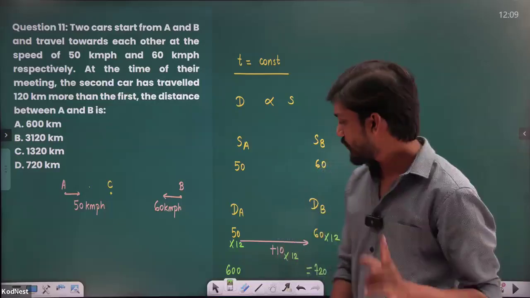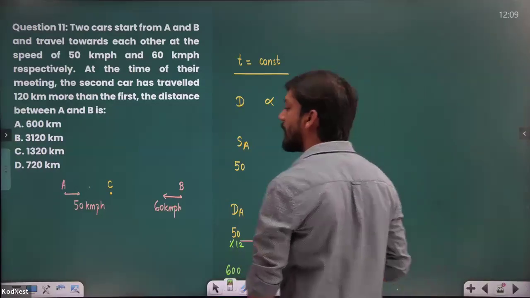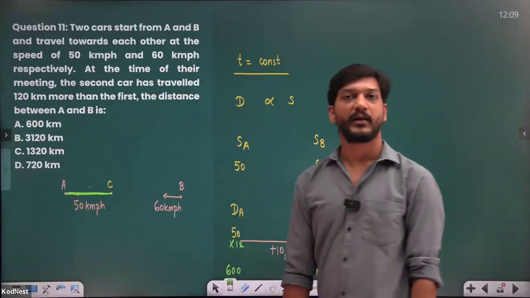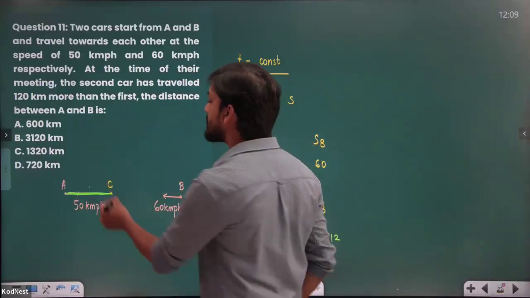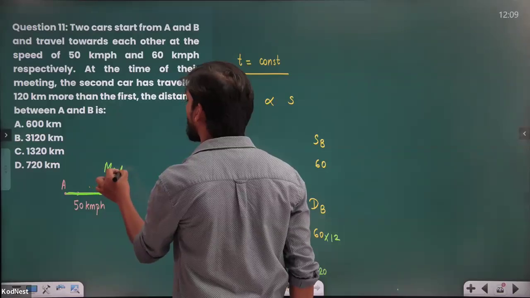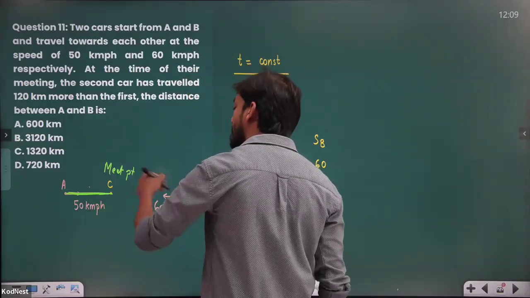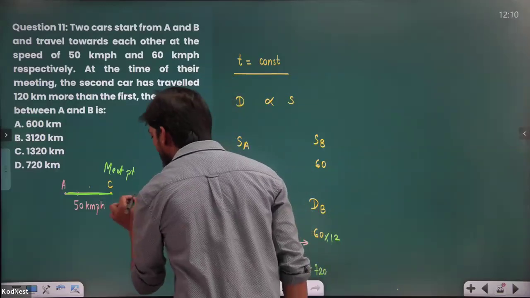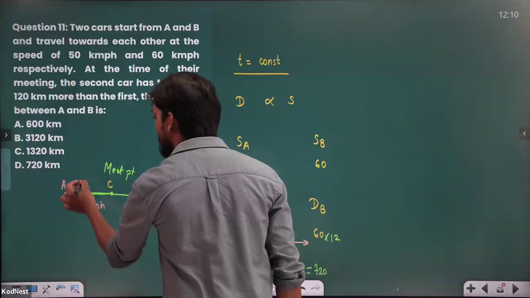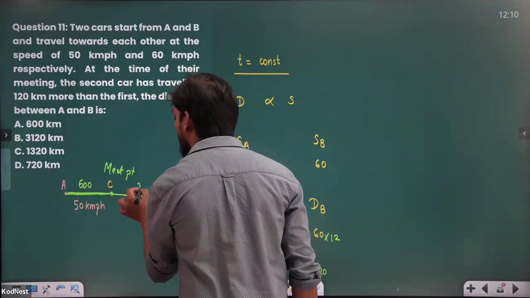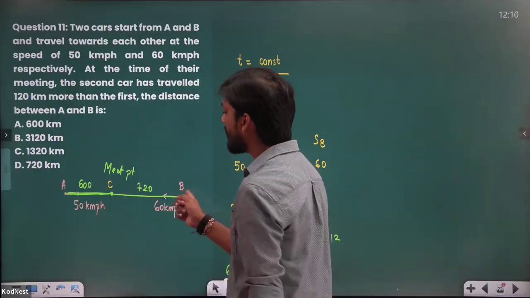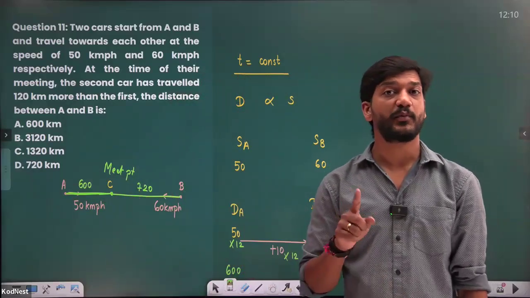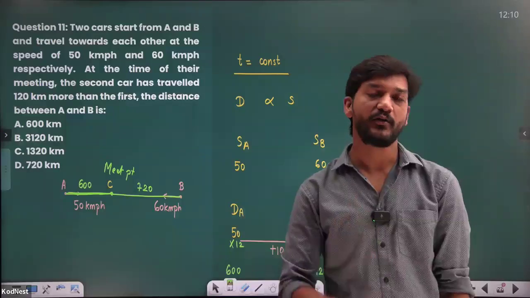No. So what I'm saying is, please see, this 600 is the distance traveled by A. So A to C is the meeting point. C is the meeting point. And the car that started from B has traveled from B to C. One car has traveled 600, one car has traveled 720. Total distance will be 720 plus 600. So you will get 1320.